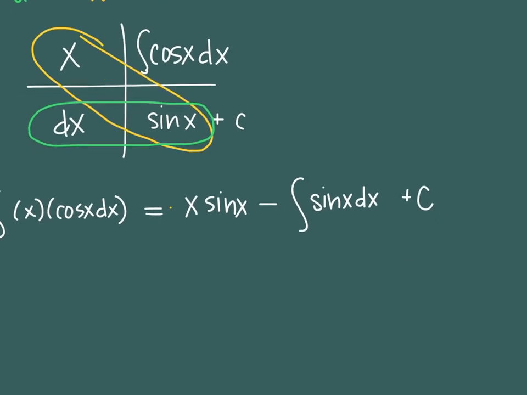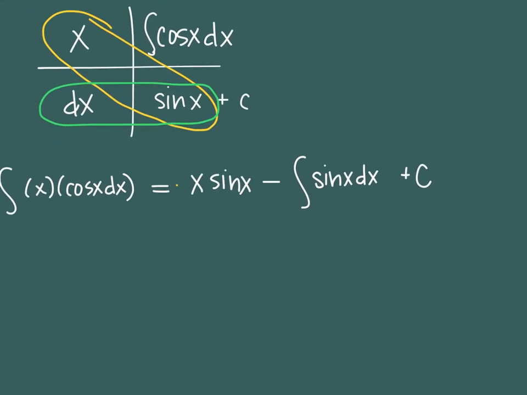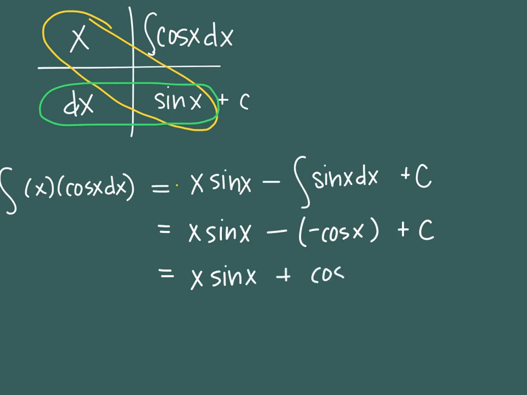And again, that sine x dx should work out perfectly. And so the answer, x sine x minus, okay, what's the antiderivative of sine x dx? Negative cosine x plus my constant. And so the ultimate answer is x sine x plus cos x plus c. So my original question is answered by this expression.